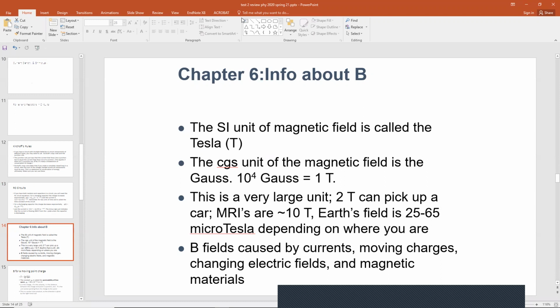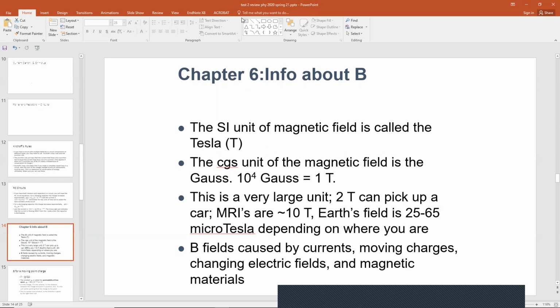And this is information about magnetic fields. So magnetic fields, first of all, what are their units? The SI unit of the magnetic field is called the Tesla. Yet again, a Tesla is an enormous unit. A more useful unit is the Gauss. There's about 10 to the 4th Gauss in a Tesla. 2 Tesla can pick up a car. MRIs are 10 Tesla, but the Earth's magnetic field is 50 microtesla, depending on where you are.